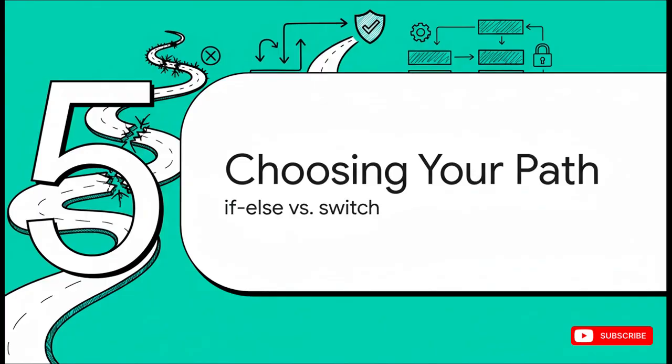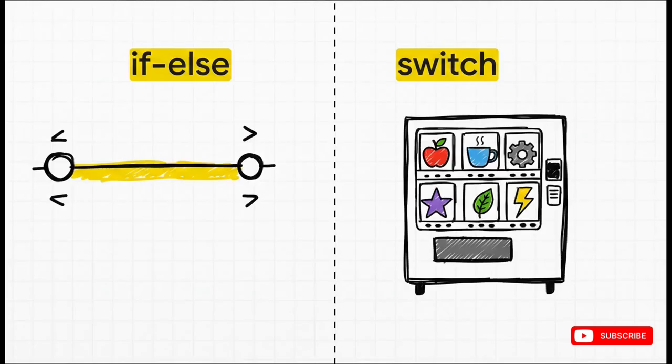Okay, so now we have two really powerful tools in our toolbox for making decisions: the classic, reliable if-else, and this new souped-up switch. The big question is, how do you know when to use which one? Let's break down how to choose your best path.